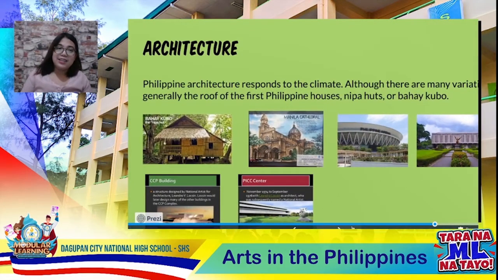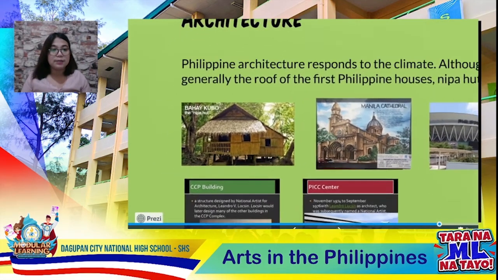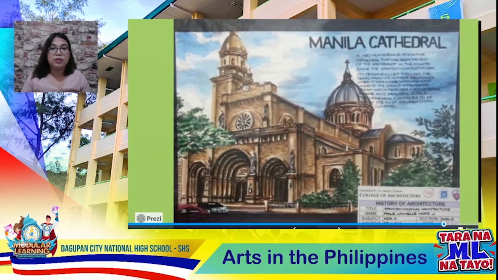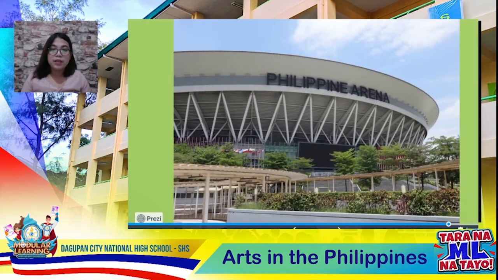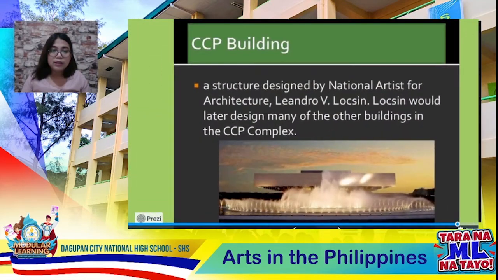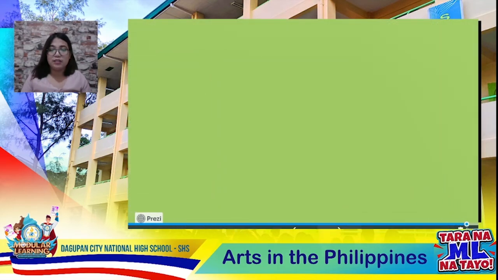Let's proceed to architecture. Philippine architecture responds to the climate, although there are many variations. Generally, the roof of the first Philippine house, nipa hut or bahay kubo. Here are some examples of architectures we have in the Philippines. Of course, we have our bahay kubo, the Manila Cathedral, Philippine Arena, the CCP Building, and the PICC Center.